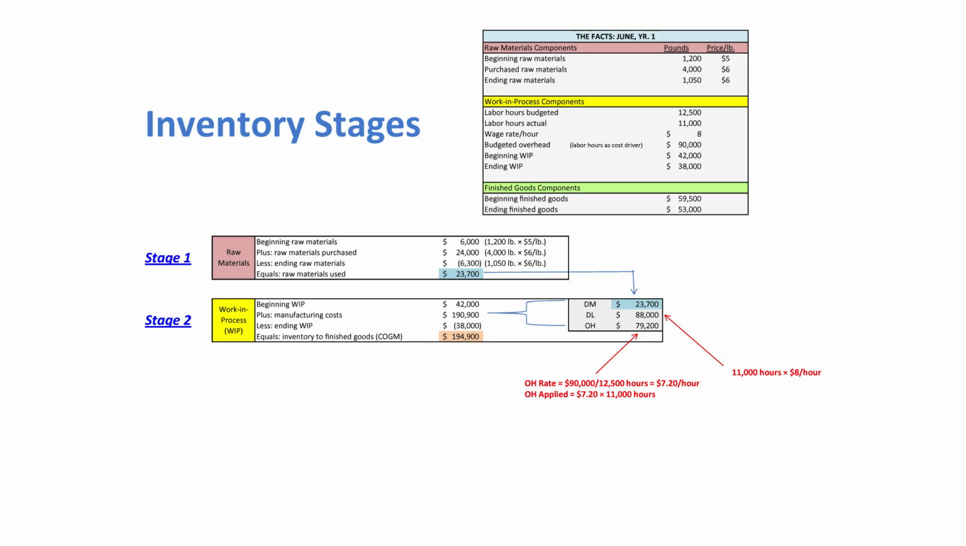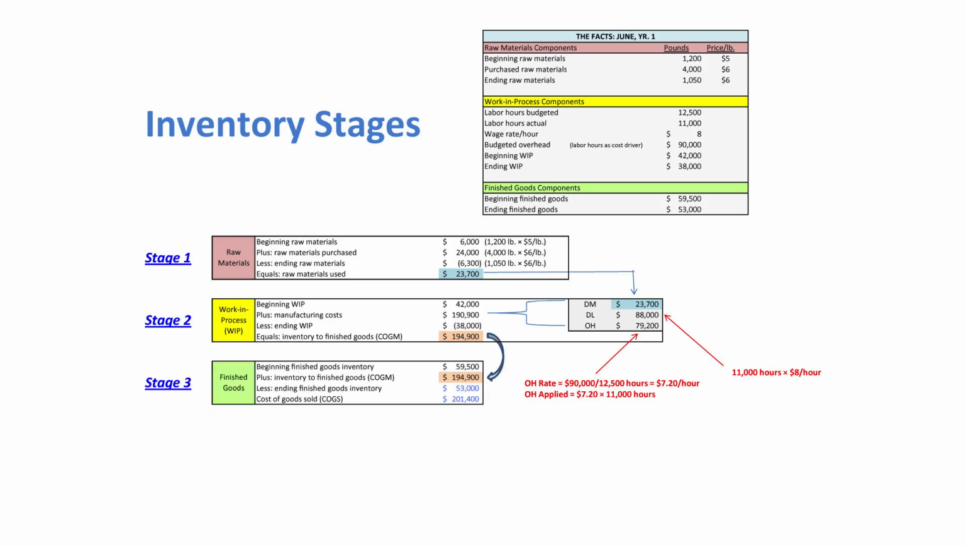So we're going to take our beginning work in process, given information, 42,000, add our current manufacturing cost of $190,900. Now, either that total is an ending work in process or we finished it. So for the ending work in process, we deduct the 38,000, and then what does that equal? Well, therein lies our cost of goods manufactured. Once you have your cost of goods manufactured, which in this case is $194,900, now we're ready to figure out our cost of goods sold.